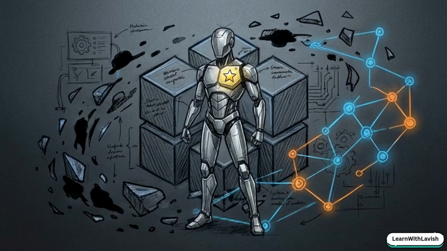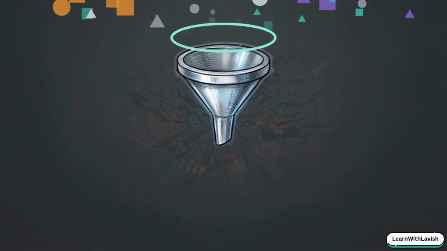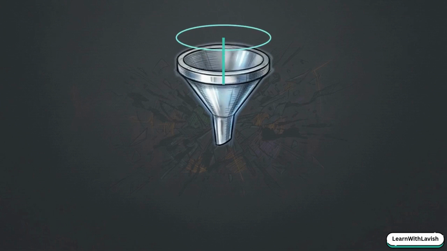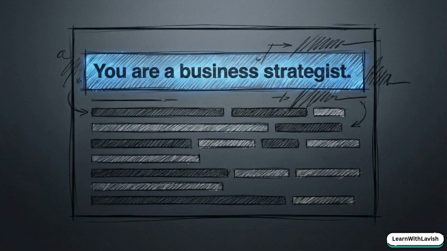You fix this by assigning the AI a specific, authoritative role. For our example, we will instruct it to act as a business strategist. This forces the system to filter its responses through that professional lens, instantly cutting out irrelevant domains of information. You do this by opening your prompt with a direct command. You are a business strategist.